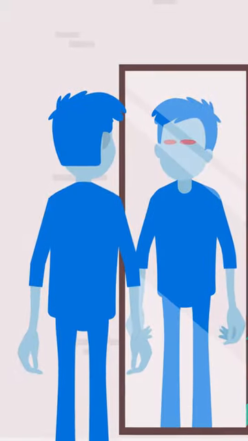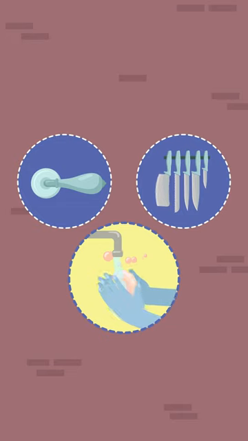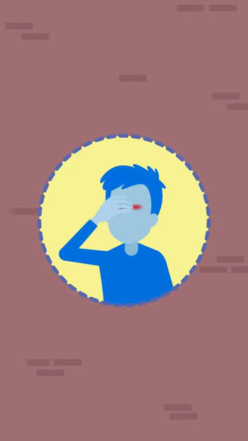Most cases of viral conjunctivitis resolve in 1 to 2 weeks. If you have pink eye, follow these tips. Wash your hands frequently, especially when you are around others or touching objects that you share with others. Avoid rubbing your eyes, as it can worsen the irritation.